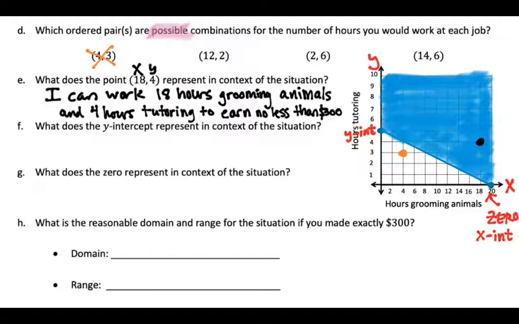For F and for G, we're looking at what does the y-intercept represent in the context of the situation. So here's my y-intercept. And what does the 0 represent in the context of my situation? So here is my 0. We want to figure out what those meanings are, and it's going to be the same meaning as this. We just have to figure out what the ordered pair is for the y-intercept and the 0.